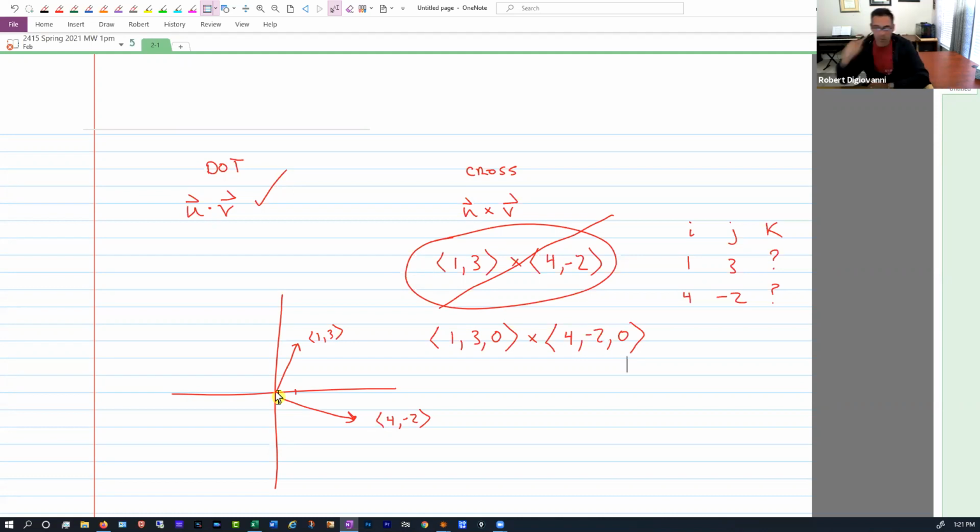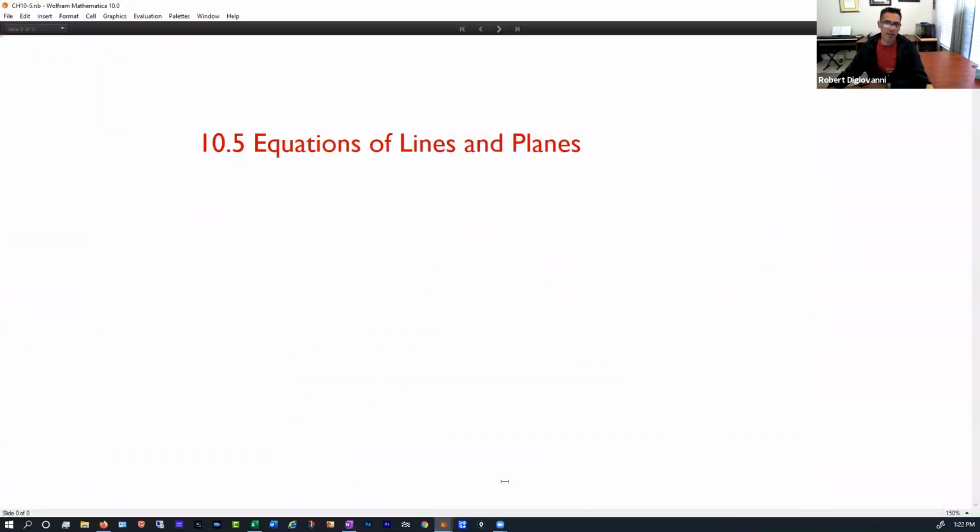Okay. All right, so now moving on to the next section. This section's a really important section, and there's a lot of very difficult questions that I can ask you after we get through this section. And your take-home exam, the mini exam, has a few of them in there. So, equations of lines and planes.